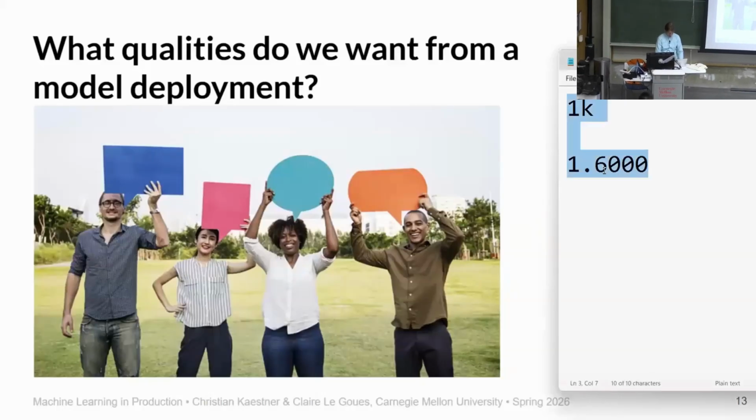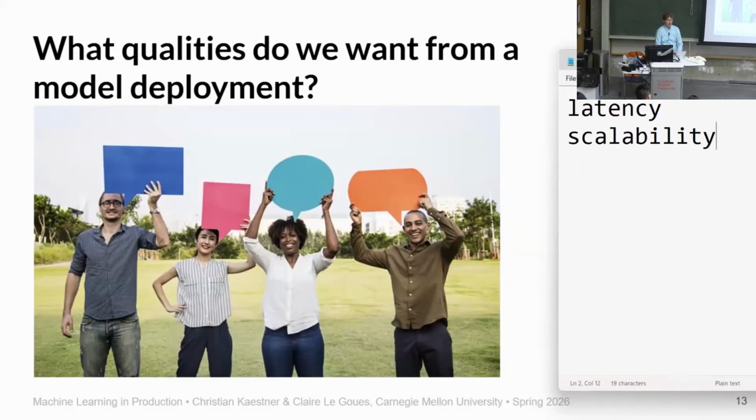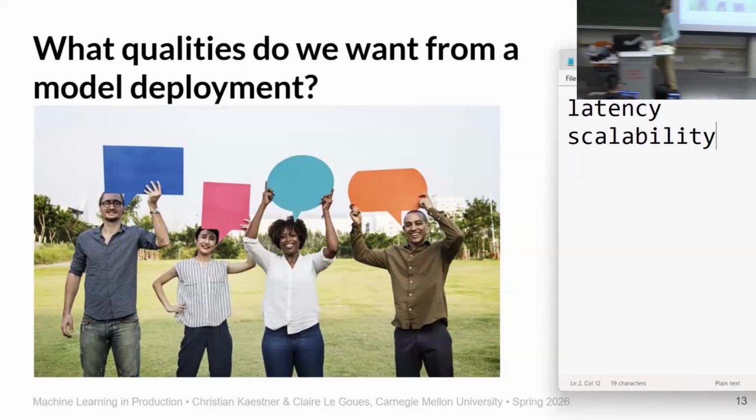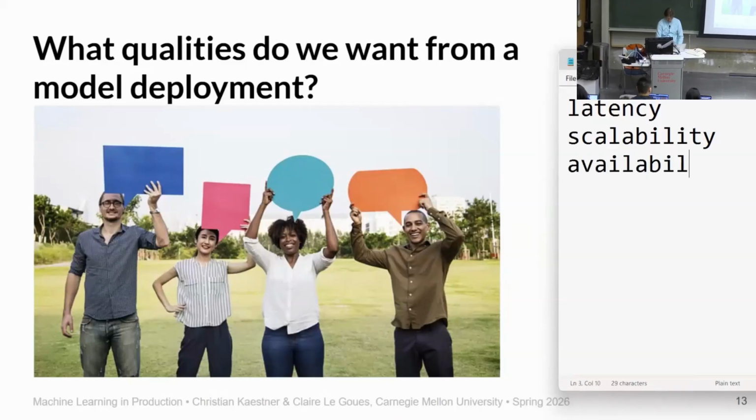Let me take some notes. What else? Scalability. Like many concurrent requests, or another way of scaling? What do you mean by scalability? Handling many requests concurrently? Okay. Yep. Availability would be the common term for this. Availability. Close enough.